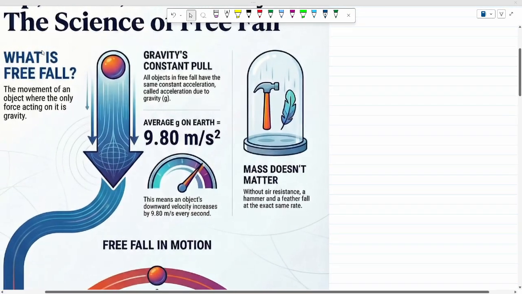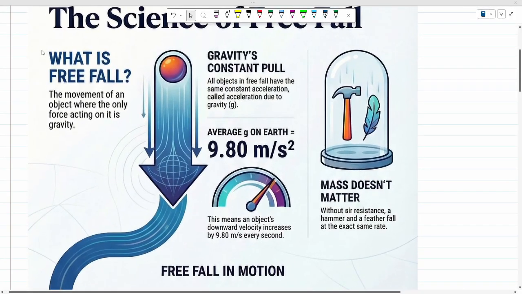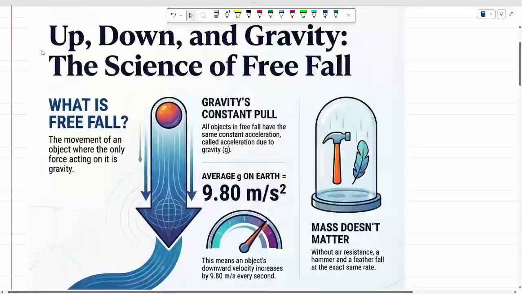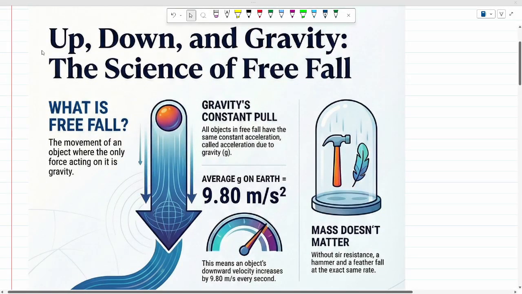Zoom in. I had Notebook LM generate these infographics in portrait mode so that I can do this. Zoom into each section. And then I'll scroll down after I'm done talking about this. So it's probably good to start with the definition of free fall.